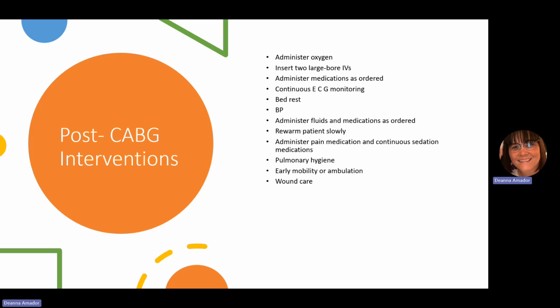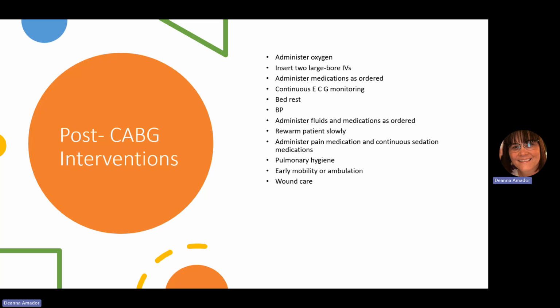Watching our fluids, rewarming our patients slowly, definitely administering pain medications, and pulmonary hygiene is no joke with these patients. We are very strict on them using their IS every hour while awake. They have to be doing it. We encourage that definitely. And then making sure that they're doing sternal precautions, really splinting their chest when they're coughing and things like that.